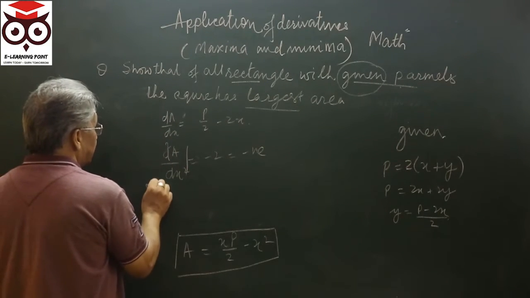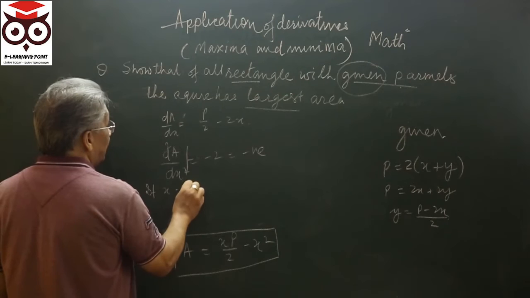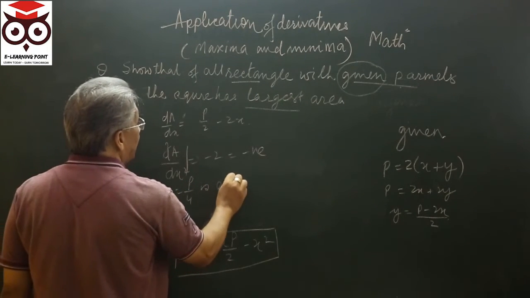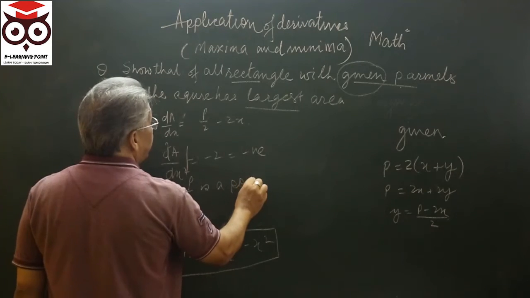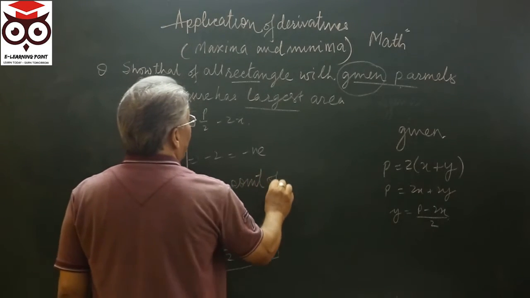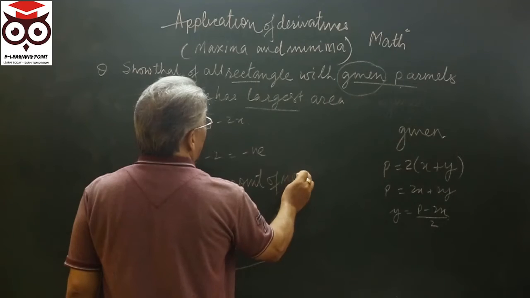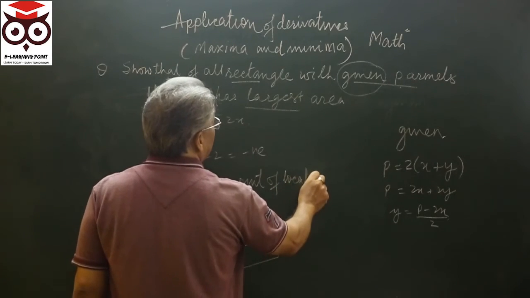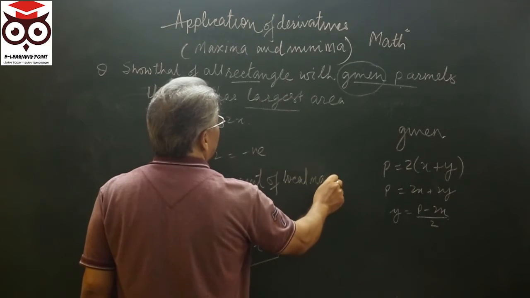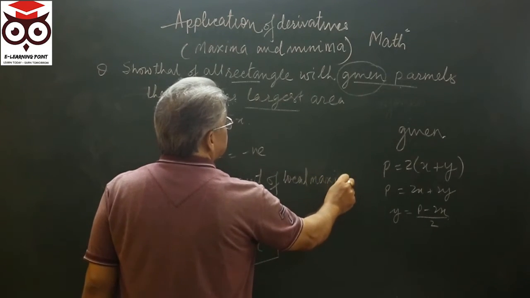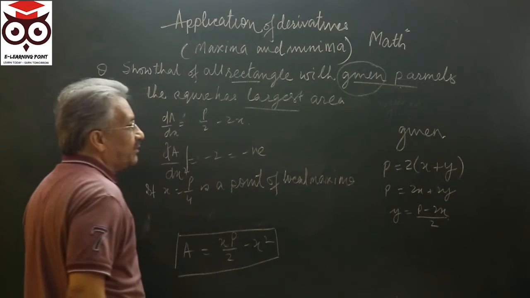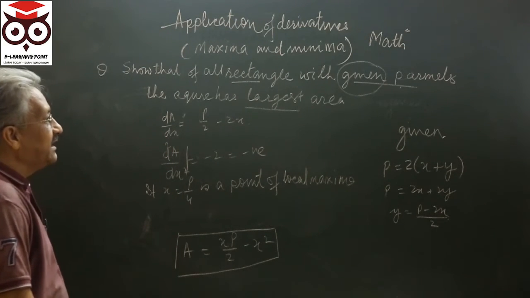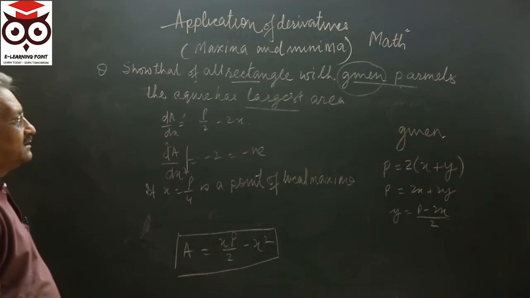So x is equal to p by 4 is a point of local maxima. Local maxima. So this is not so typical for all of you. This is very basic and this is a simple thing.